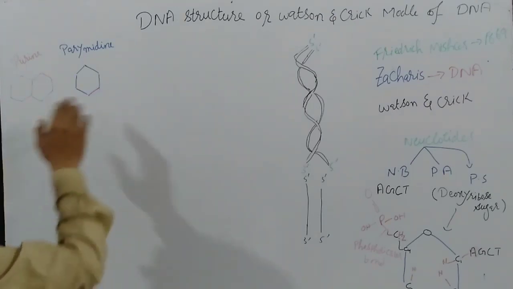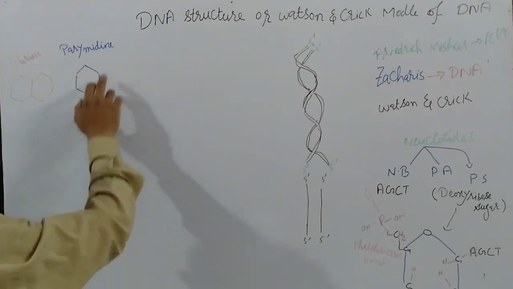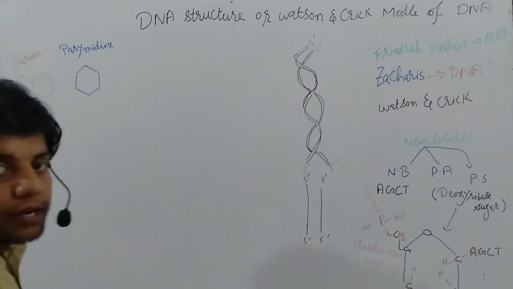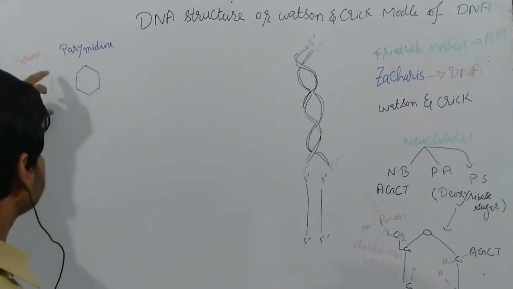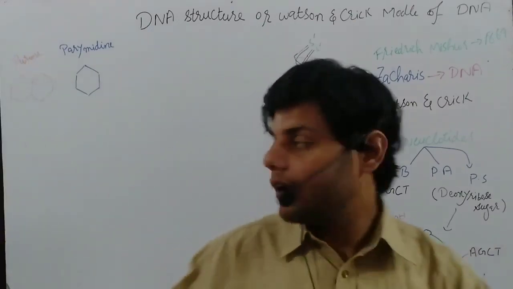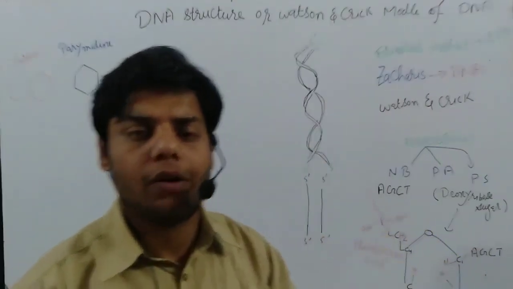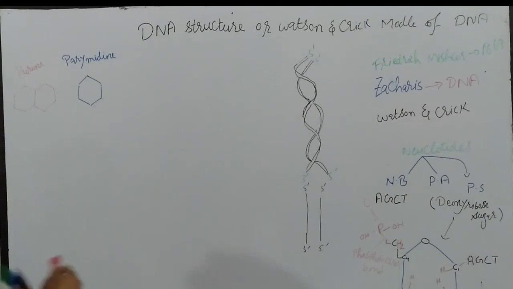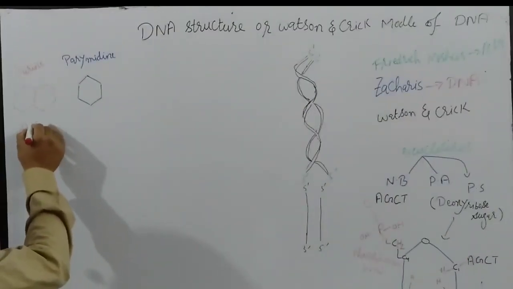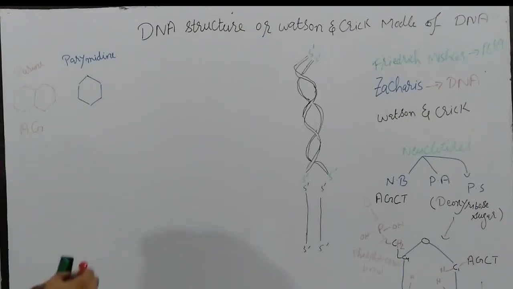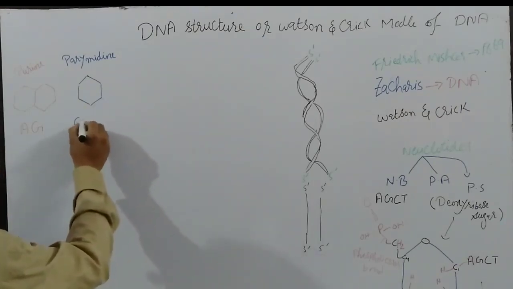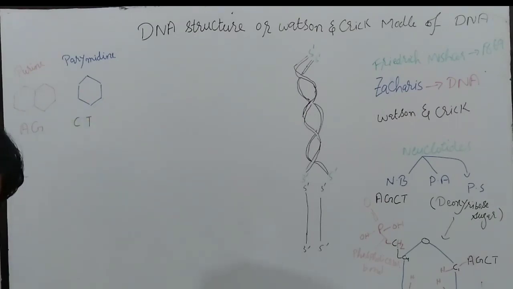Okay, and they have nitrogen atoms also, which are placed on carbon number 1 and carbon number 3. They have four nitrogen atoms in purine, placed on carbon number 1, 3, 7 and 9. Okay, the purines we call adenine and guanine. Fine. The pyrimidines we call cytosine and thymine.